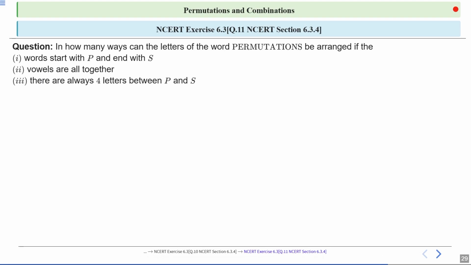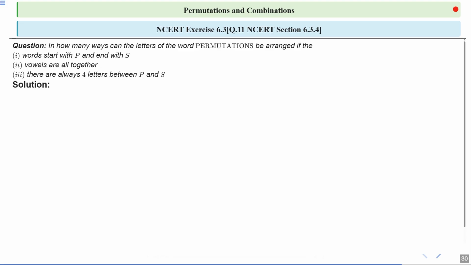Now, look at question number 11. The question asks, in how many ways can the letters of the word PERMUTATIONS be arranged if the word starts with P and ends with S? In the first part we have this, in the second part we have the vowels together, and in the third part we have 4 letters between P and S. So let's solve this question. Let's start the solution.